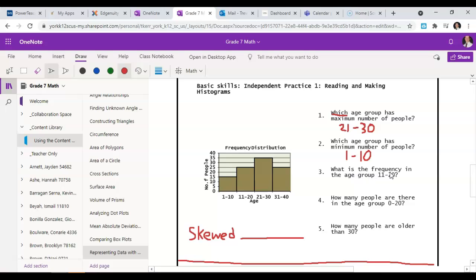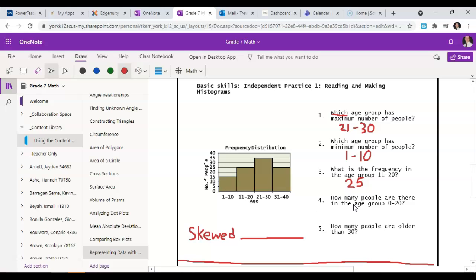Number 3, what is the frequency in the age group of 11 through 20? Frequency is another word for just how often does it happen. And so looking at 11 to 20, what's the frequency? That is 25. There are 25 people in this histogram that were aged from 11 to 20.